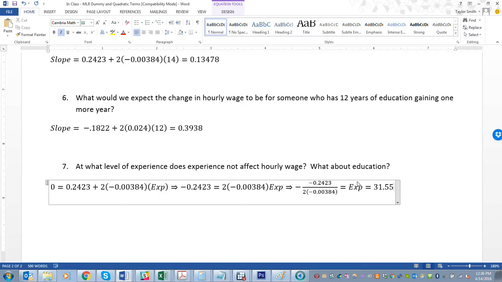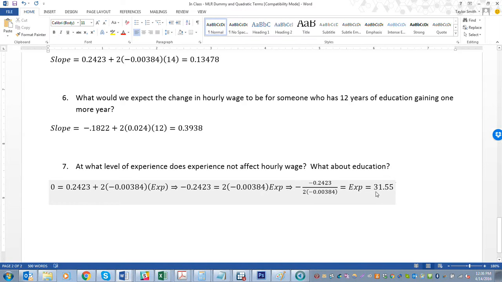Okay? That's what that tells us. So up until that point, experience is increasing your pay. But after 31, it's not increasing. In fact, this model would say it'd be decreasing your pay after 31. That's probably not exactly accurate, but at least according to this model, somewhere between 31 and 32 years, your experience stops mattering. That's where the slope is equal to 0.